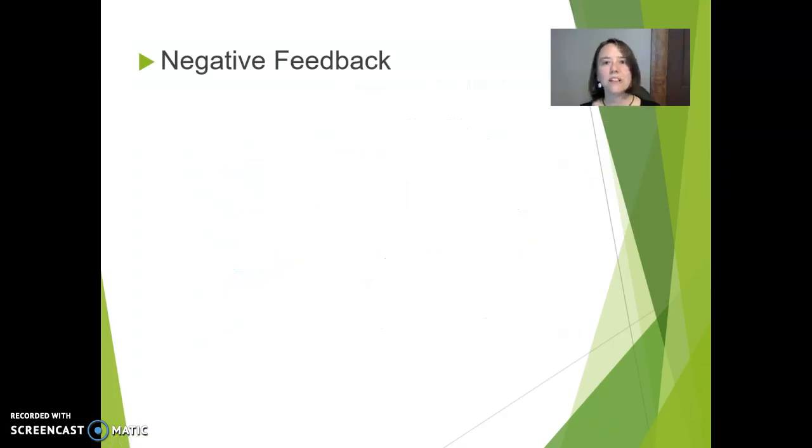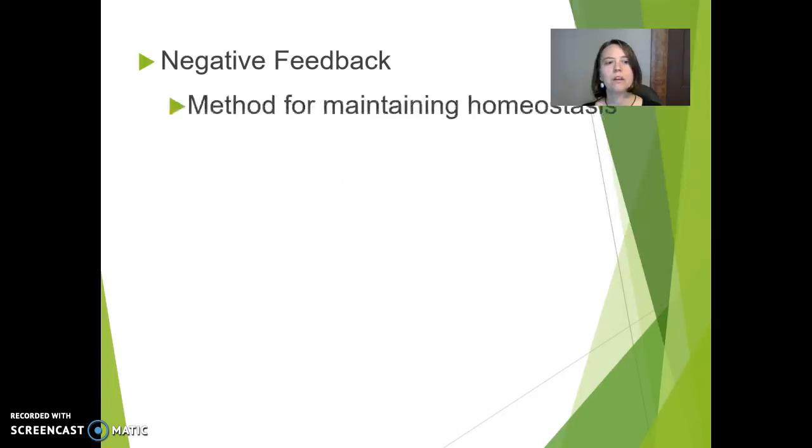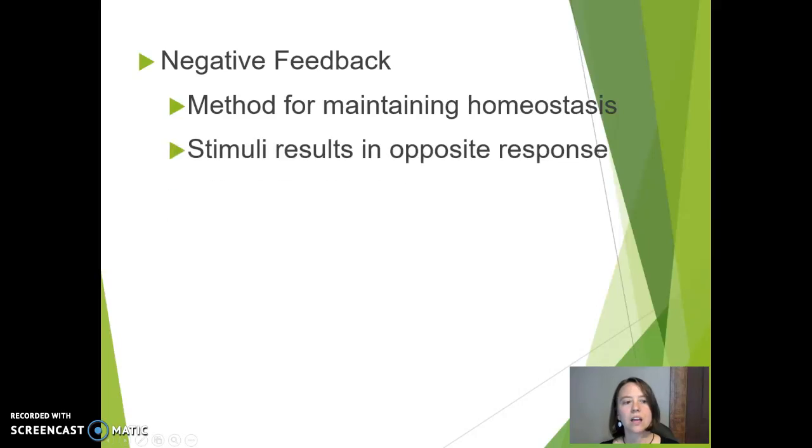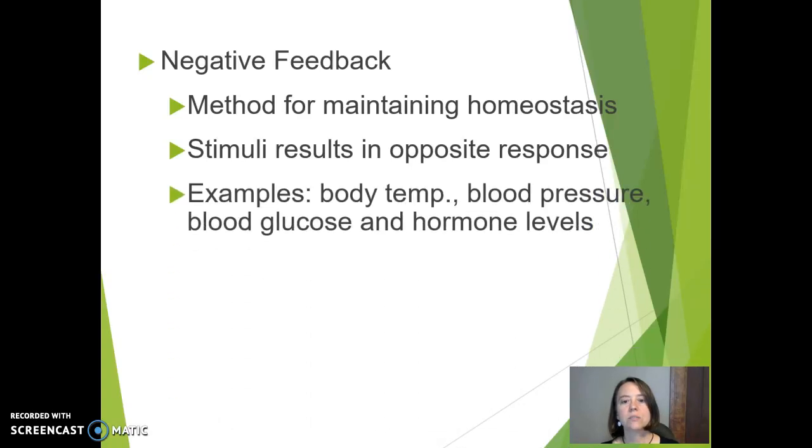This is an example of a negative feedback loop, which is a method for maintaining homeostasis where the stimulus results in the opposite response. Let's look at some examples so that it'll make more sense. Body temperature. We just looked at that example. When your body temperature is too low, the stimulus, your body tries to make the temperature higher, resulting in an opposite response. The same thing happens with blood pressure. If it's too high or low, your body brings it back up to normal.